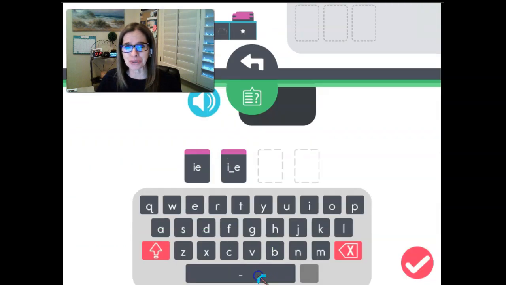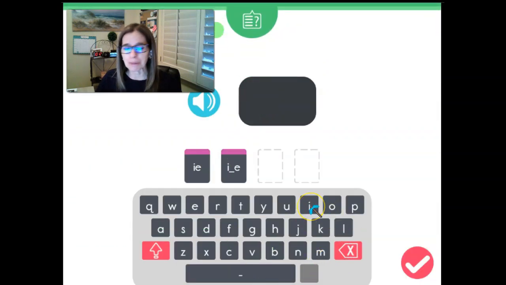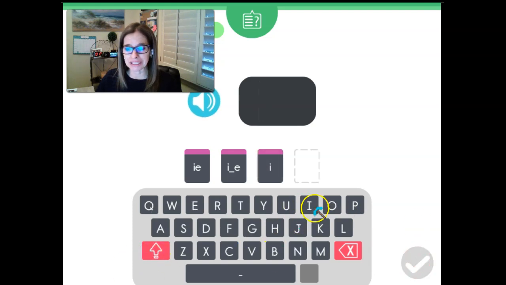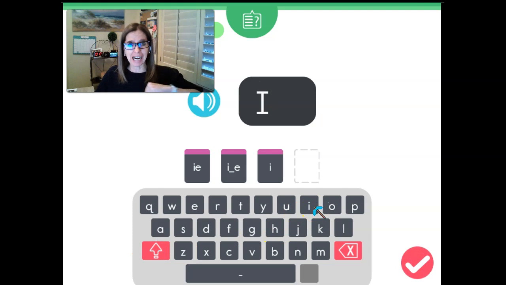And it looks like we're going to get some more. So let's use those ones that we have so far. I'm going to use the I as in tiger. And then I'm going to use the word I, which is important. So I needs to be capitalized when I'm saying I.